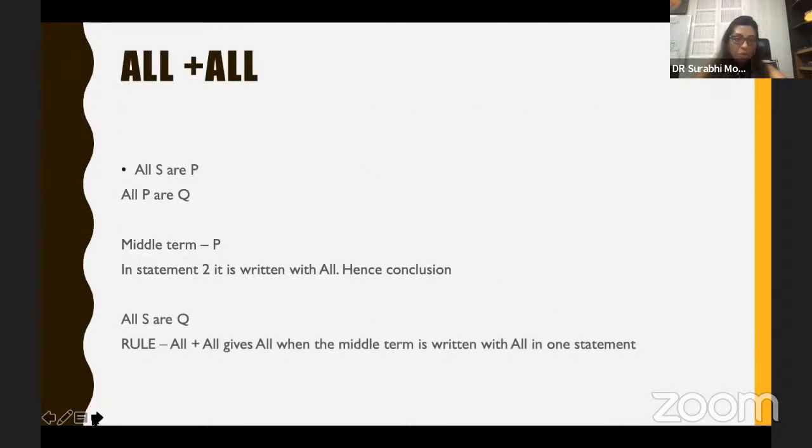Distribution I have already told you. Now let's look at all plus all. When we take all plus all, what is our probable answer? Probable answer means the answer which is possible. Now, whether it's possible or not, we have to check. I told you that any answer will be possible only when the middle term is distributed, right?